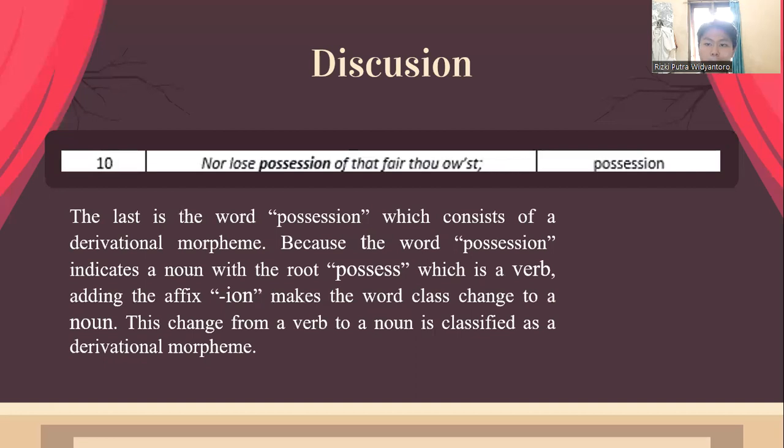Next is the word possession. This is the last of the derivational morphemes contained in the poem. The word possession consists of a derivational morpheme, because it is a noun with the root possess, which is a verb, but adding the affix -ion makes the word class change to a noun. This change from a verb to a noun is classified as a derivational morpheme.